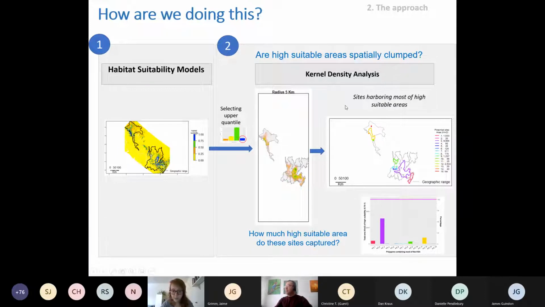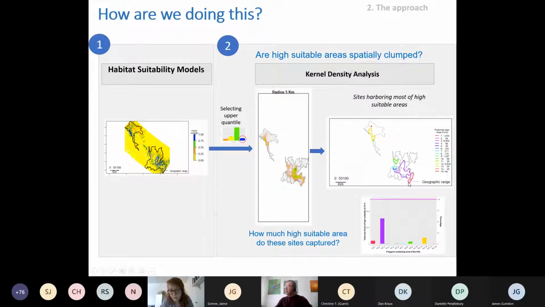So we decided to run this density analysis in order to identify those hotspots, and that we have represented here in polygons. And we can see that some of these polygons, for instance, this purple one here, holds more than 50%, 60% of the high suitability areas within the geographic range of this species.